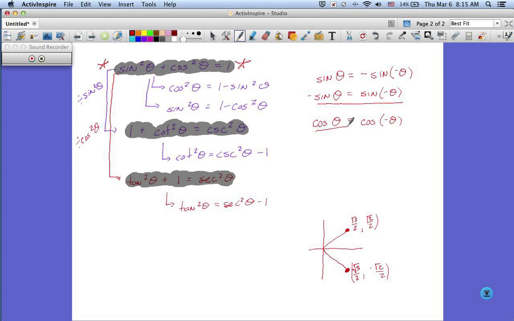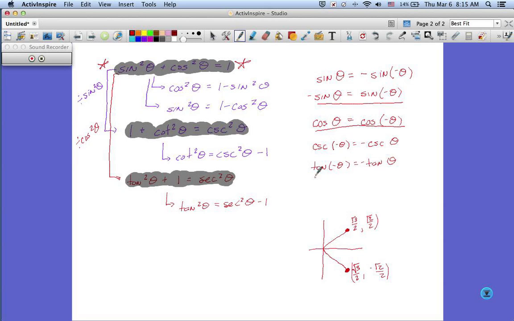That's the thing I want to do next. So let me just jot out the other ones. So sine of a negative angle is the opposite of sine. Cosine of theta is equal to the cosine of negative theta. You can do your cosecant of negative theta is equal to negative cosecant of theta. You can do tangent of negative theta is equal to negative tangent of theta.